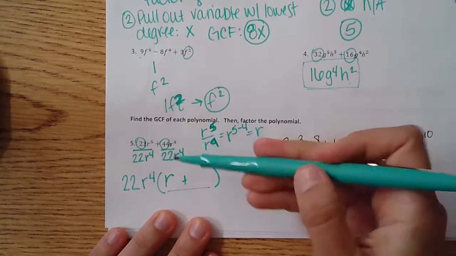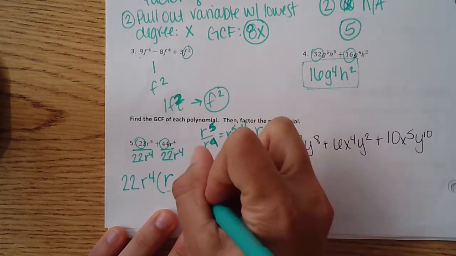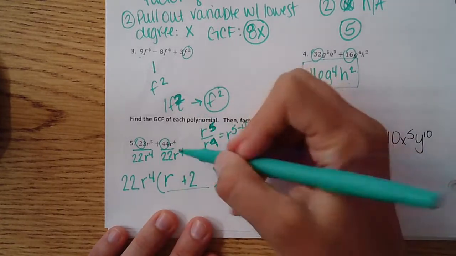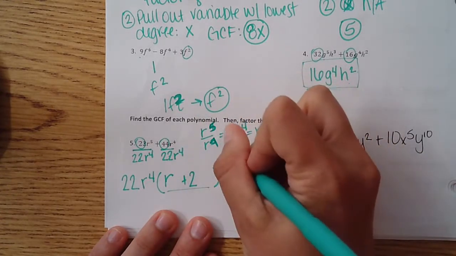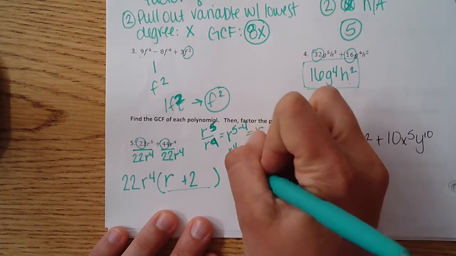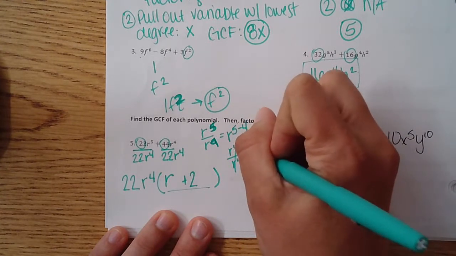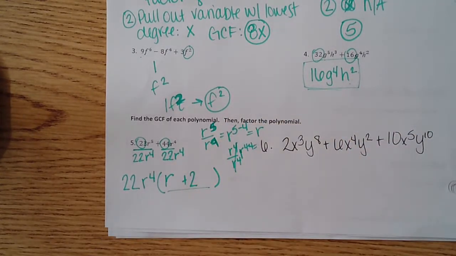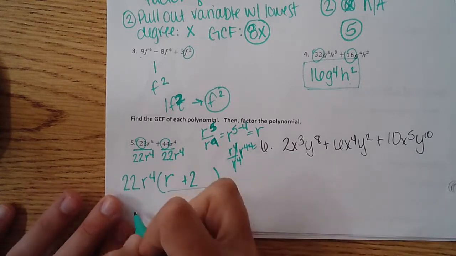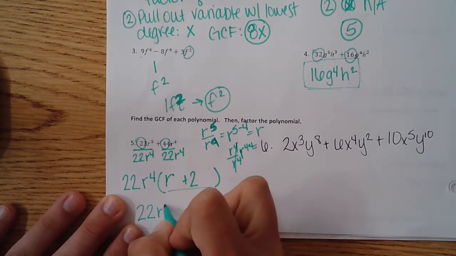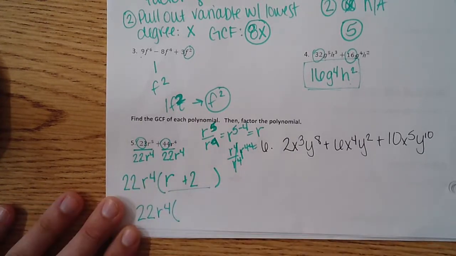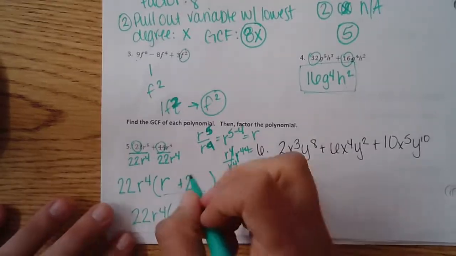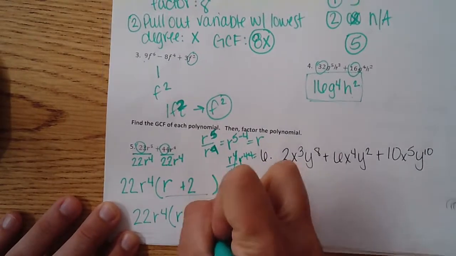Plus, now we divide it here. What is 44 divided by 22? 2. R to the 4th divided by r to the 4th. Most of you know that these are going to cancel out because r to the 4 minus 4 gives us r to the 0, which goes away. So we just end up with 2 here. So our final answer is just 22 r to the 4th. We pulled that out. It didn't go away. It just got placed over here, r plus 2.